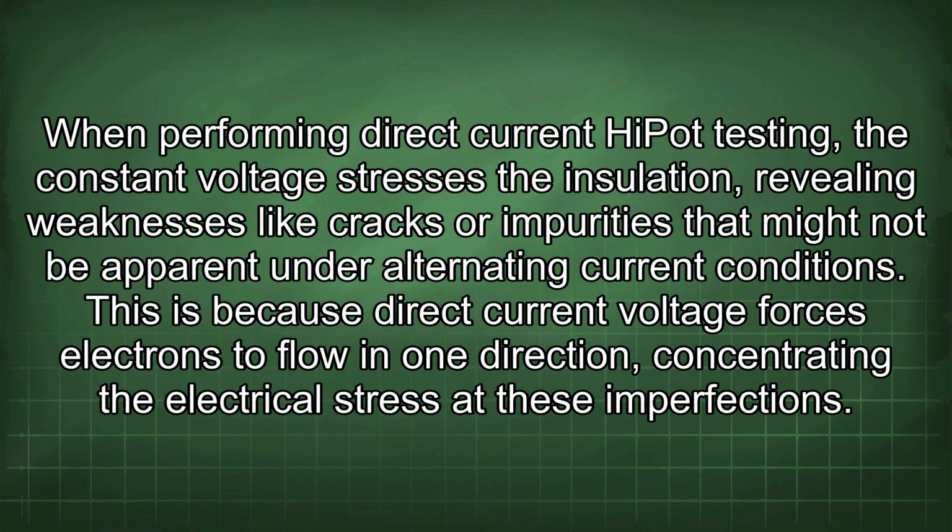When performing direct current HiPot testing, the constant voltage stresses the insulation, revealing weaknesses like cracks or impurities that might not be apparent under alternating current conditions. This is because direct current voltage forces electrons to flow in one direction, concentrating the electrical stress at these imperfections.